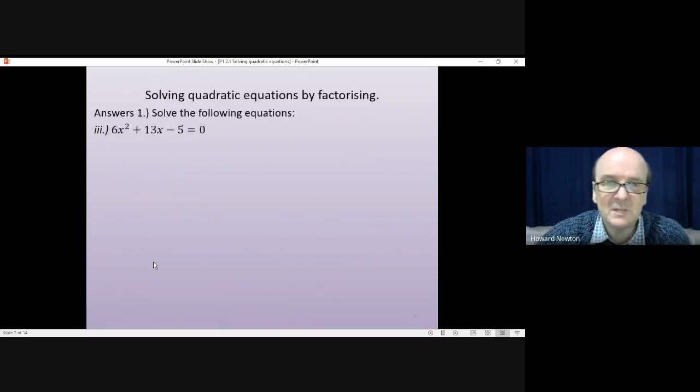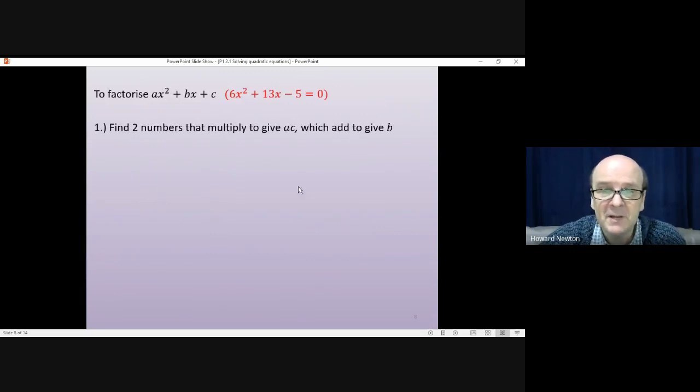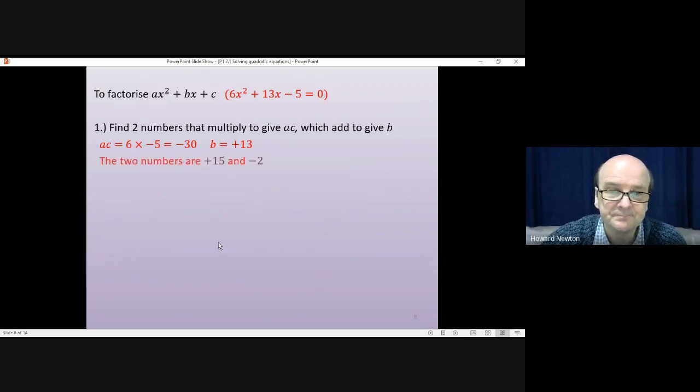Third question is similar but more difficult because the numbers are more difficult. Using the same method as before, we're looking for two numbers that multiply to give AC and add to give B. A is 6, C is minus 5, be careful with the minus, and B is plus 13. So two numbers that multiply to give minus 30 and add to give 13. 15 and minus 2 work. If we do 15 times minus 2, we get minus 30.